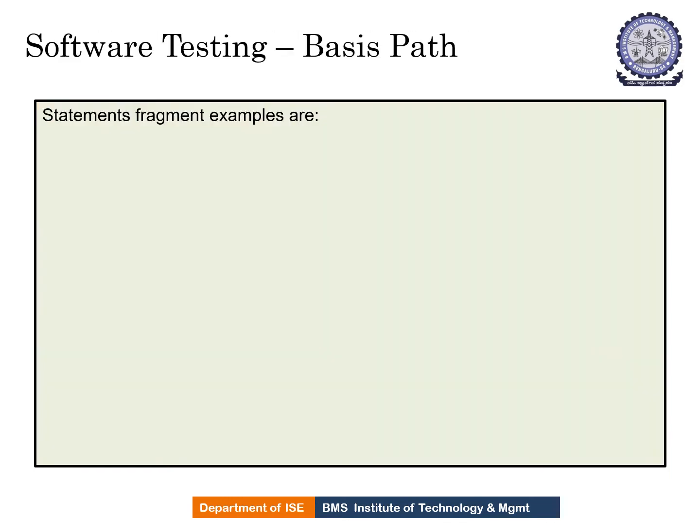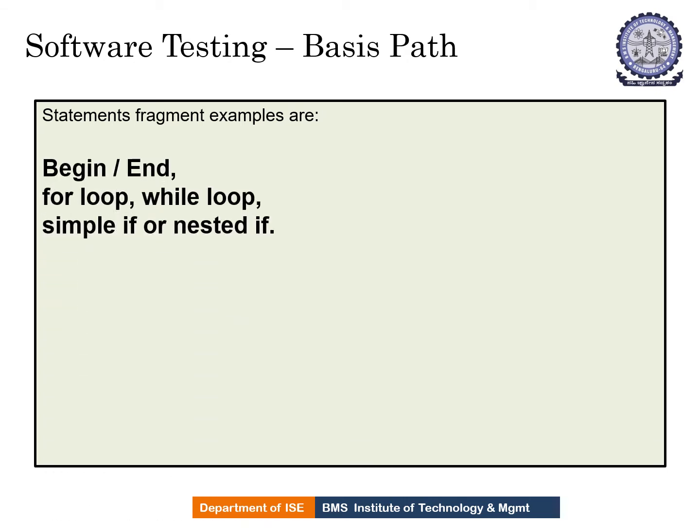Now let's try to understand examples of statement fragments. Begin and end, for loop, while loop, simple if, nested if, case, or any programming construct will fall under statement fragments. It might be linear or nested, or case. Any control structure, any program segment falls under this, either simple or complex. We call it statement fragments.